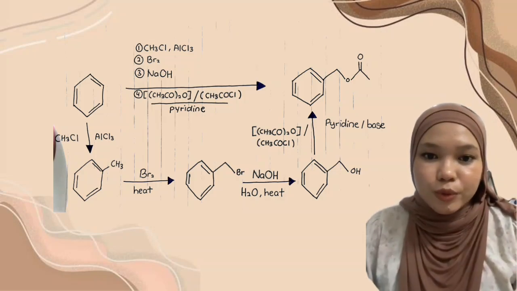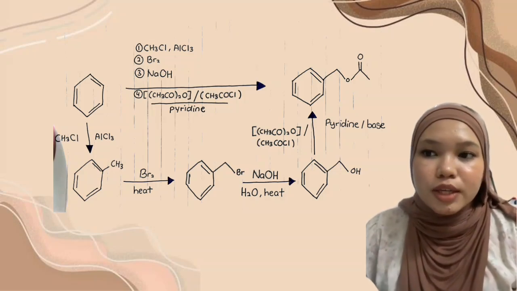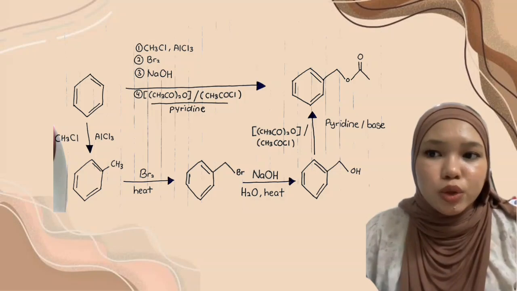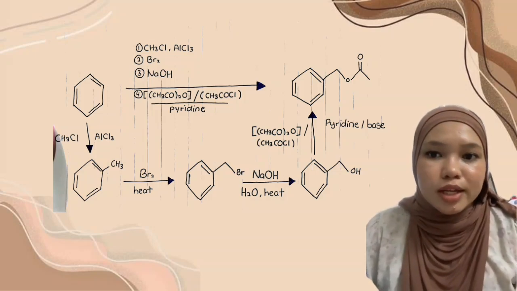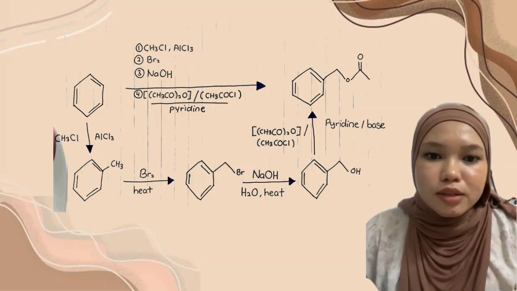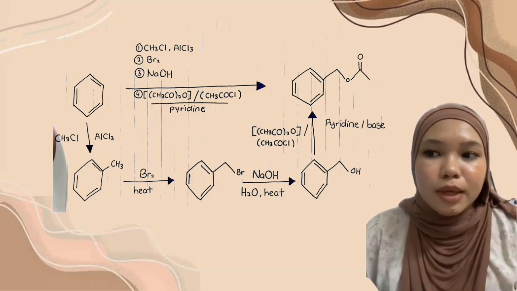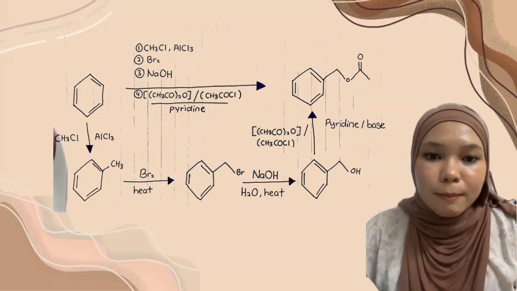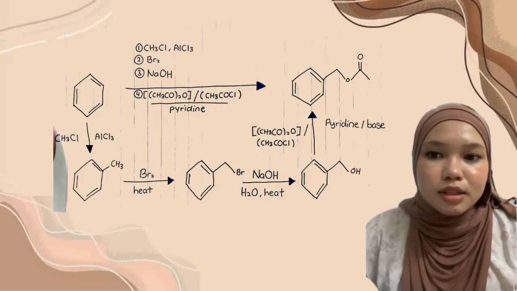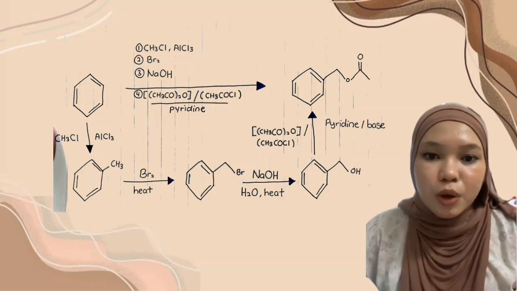Once we have toluene, we need to make the methyl group more reactive so it can be changed in later steps. This is done by reacting toluene with bromine, Br2, in the presence of heat. Under this condition, bromine reacts with the side chain rather than the benzene ring, forming benzyl bromide. This bromine atom acts as a useful handle that allows further chemical reactions to occur.